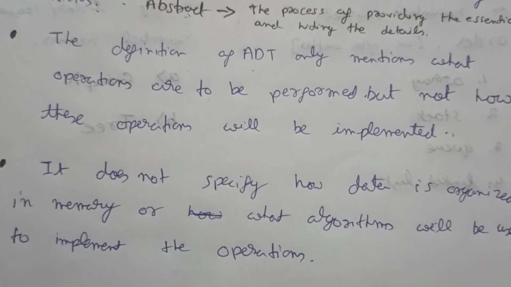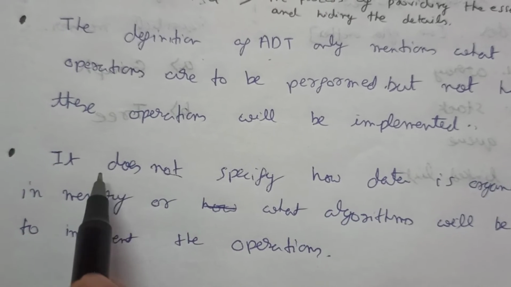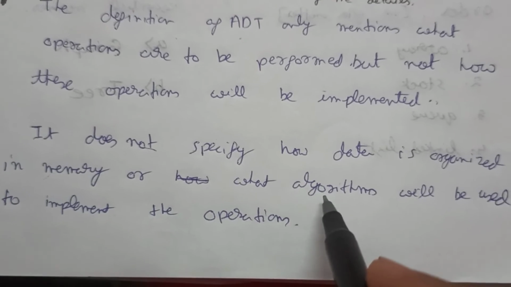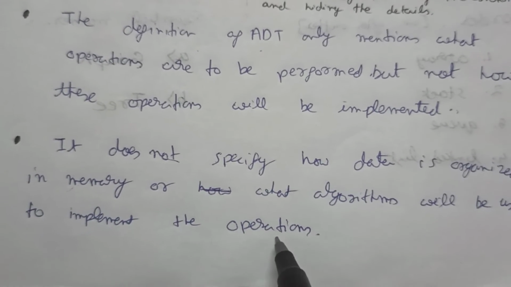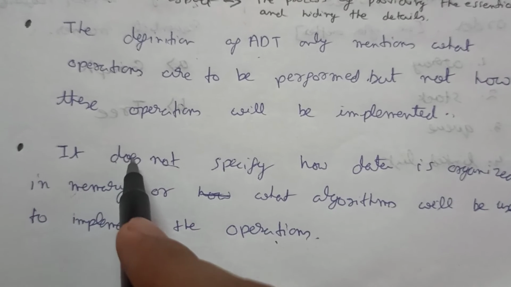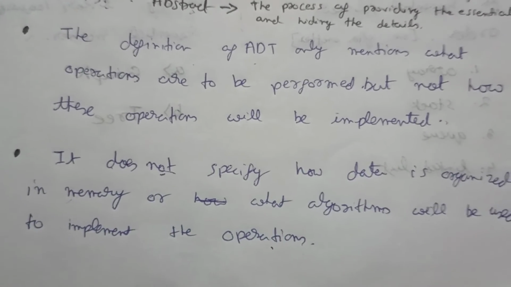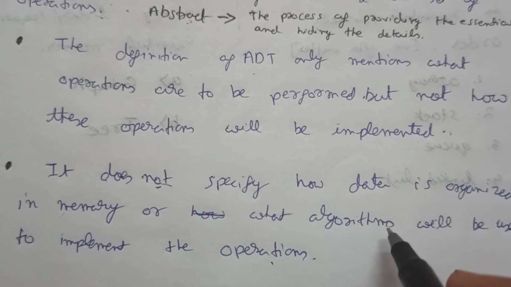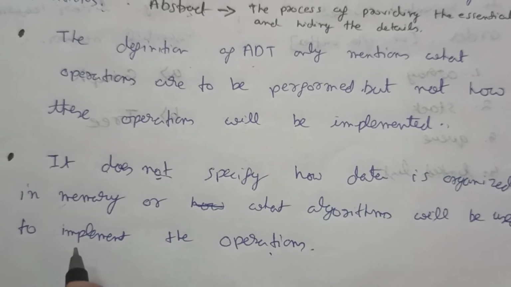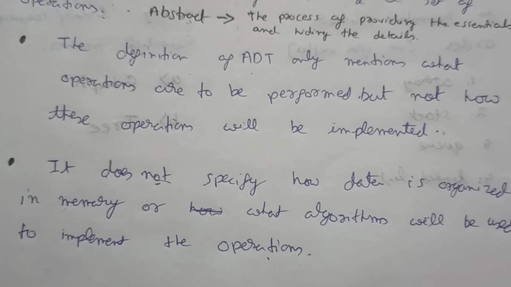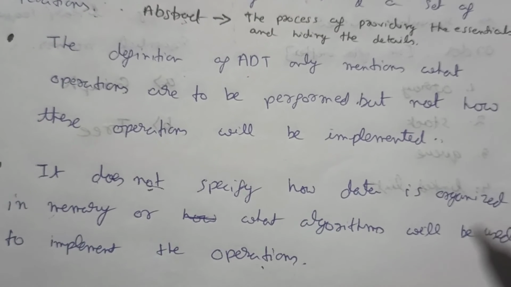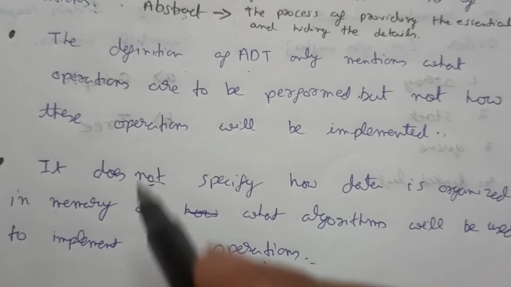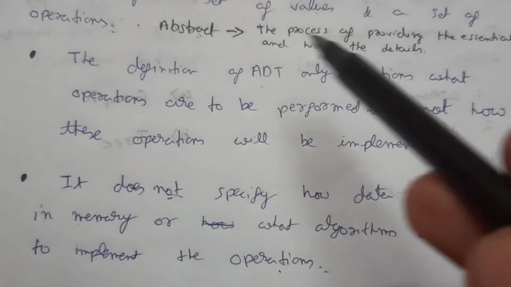Okay, so this is another characteristic of ADT. Let's see. It does not specify how data is organized in memory or what algorithms will be used to implement the operations. So the abstract data type does not specify how data is stored inside our memory or how it is organized. It also does not explain the algorithms or the process to implement the operations. It just says the names of the operations. So this is the main part of being an abstract data type.